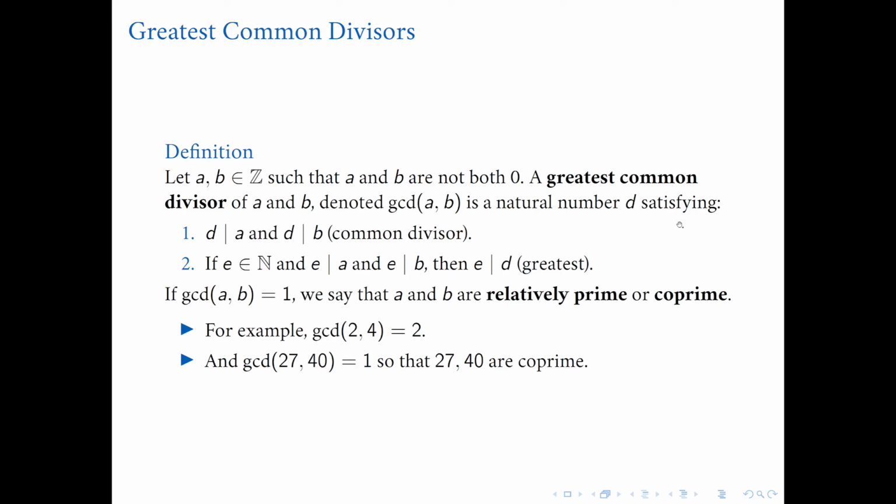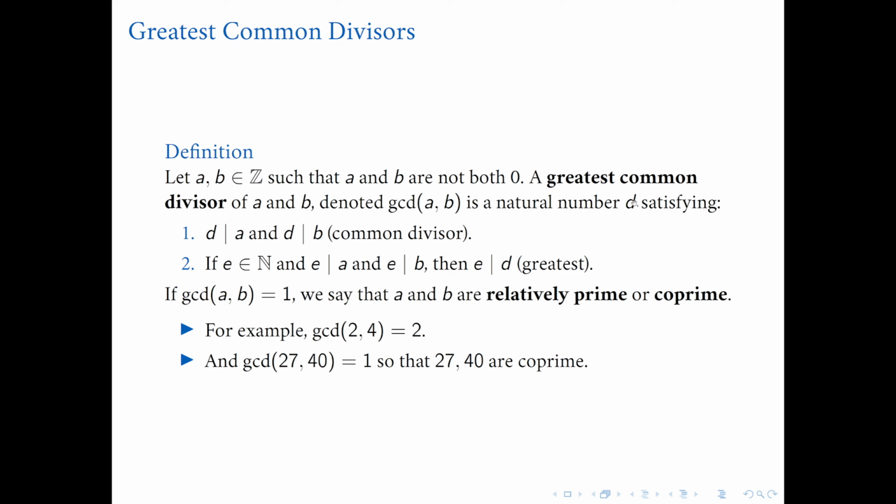Now we're at greatest common divisors. So we have a notion of divisibility, and we're going to look at, if we have two integers, what should the greatest common divisor of two integers be? So a greatest common divisor of two integers, a and b, is a number. We'll use GCD of a, b to mean greatest common divisor of it.